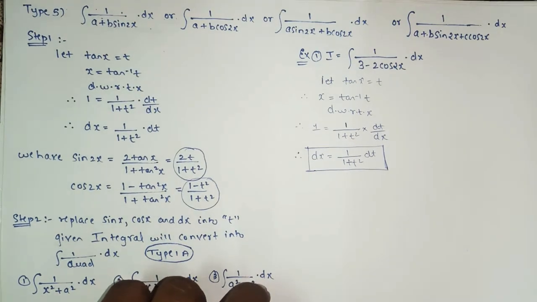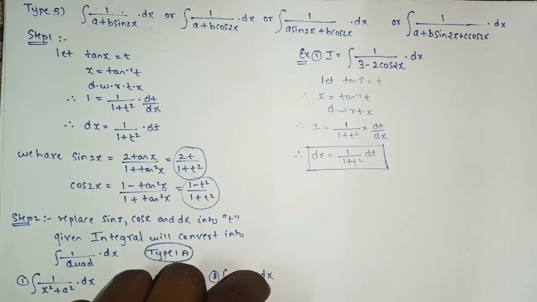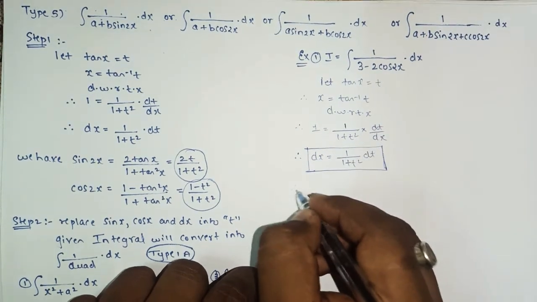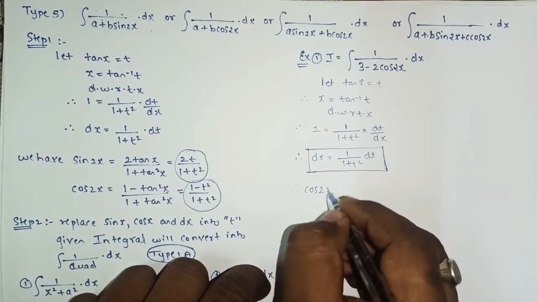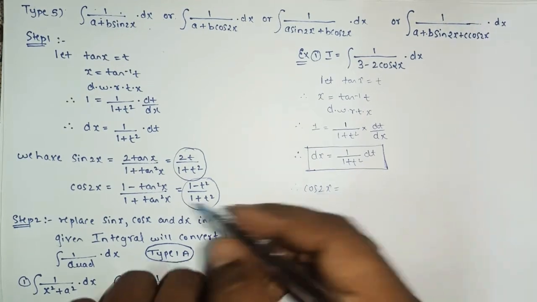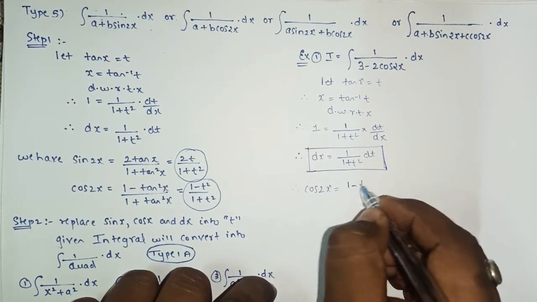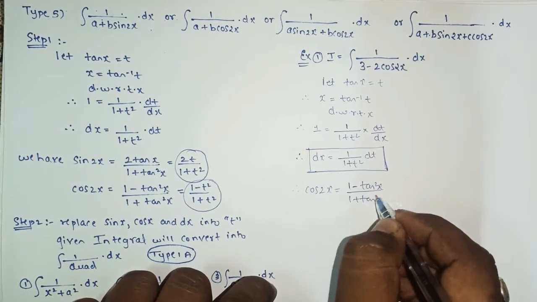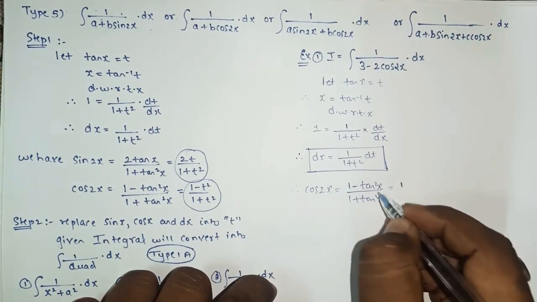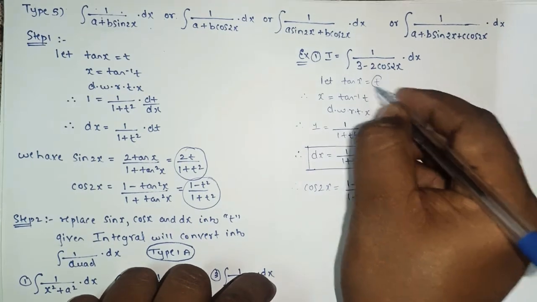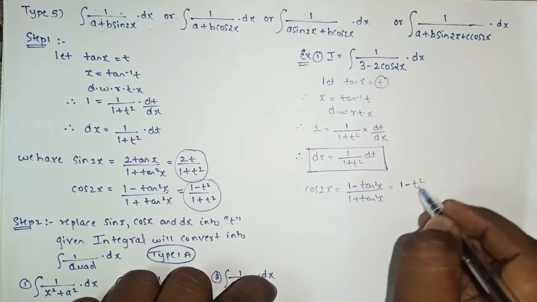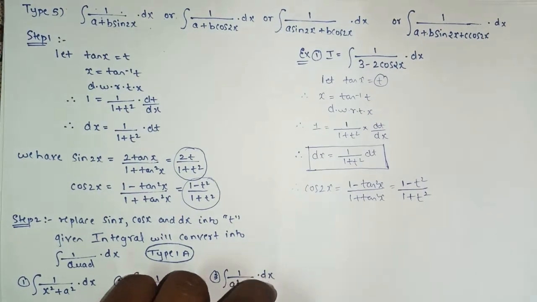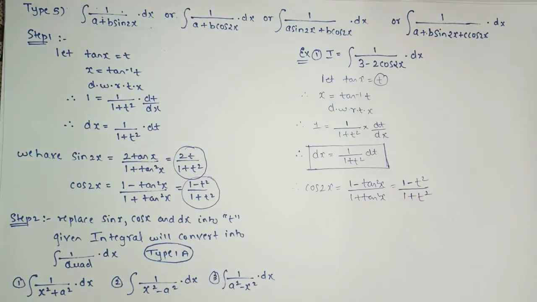Okay. So now after this, here it contains only cos, so we'll write the formula only for cos. That is, the multiple of angle formula is what? cos 2x equals 1 minus tan square x upon 1 plus tan square x. And what is tan x? Here we took t, so this will be 1 minus t square upon 1 plus t square. Yes or no?